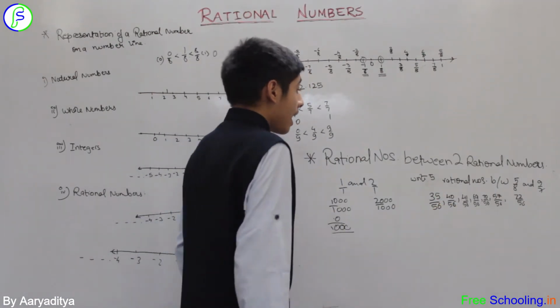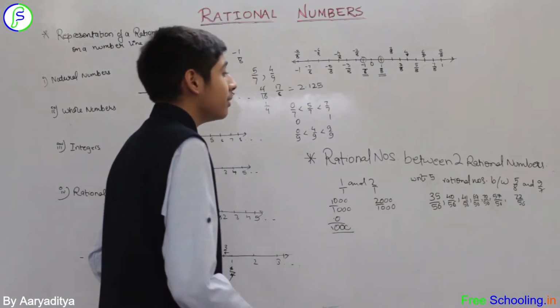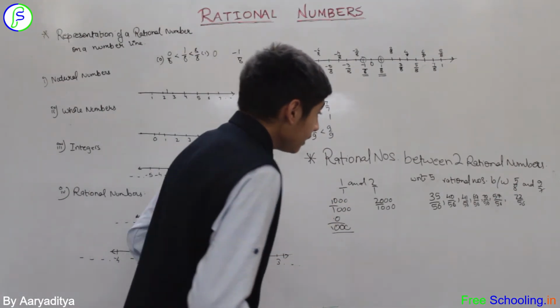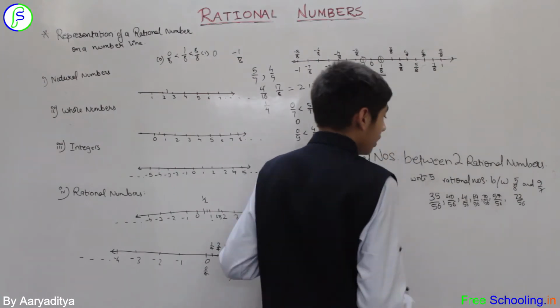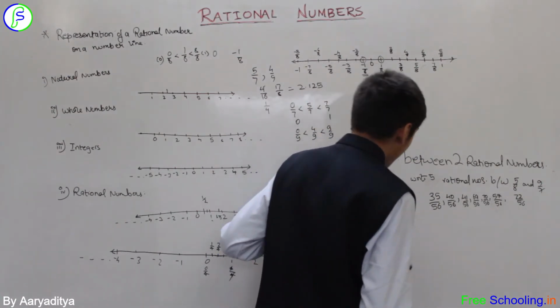That's a way. And if you are given only two numbers that have denominator as 1, you can do the same. You need not worry because there is another method for that.